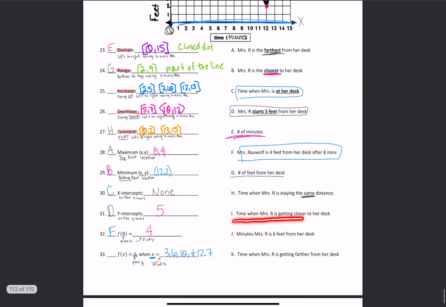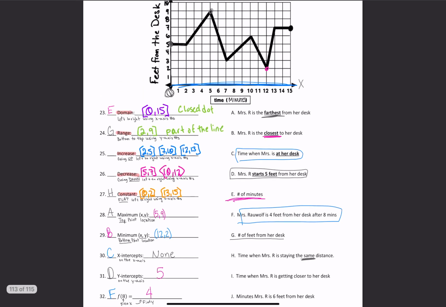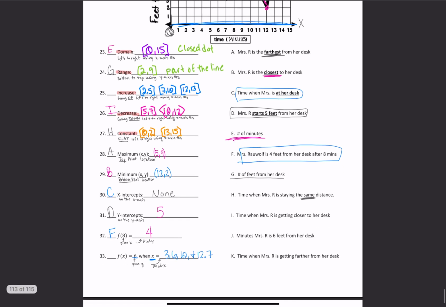Next is the time when Miss Rawolf is getting closer to her desk. Well, this one gets confusing for some people. If I'm getting closer, I'm getting less farther away, right? That doesn't make sense. But I'm getting less farther away, which is when I'm decreasing. So that means that I is when I'm decreasing.